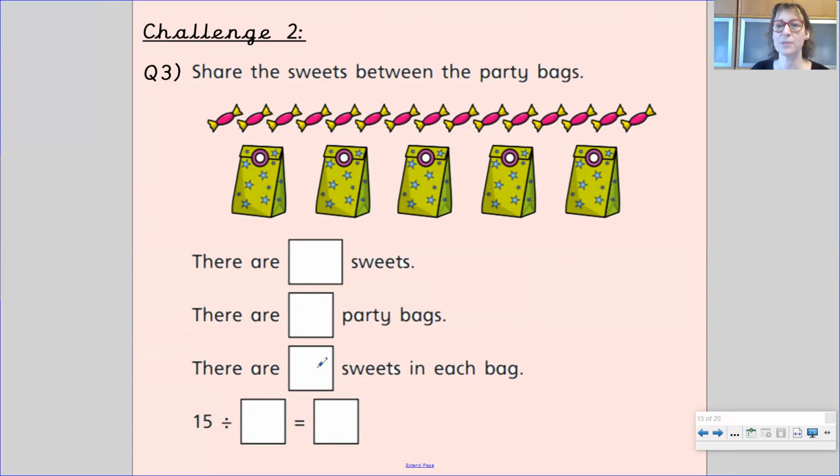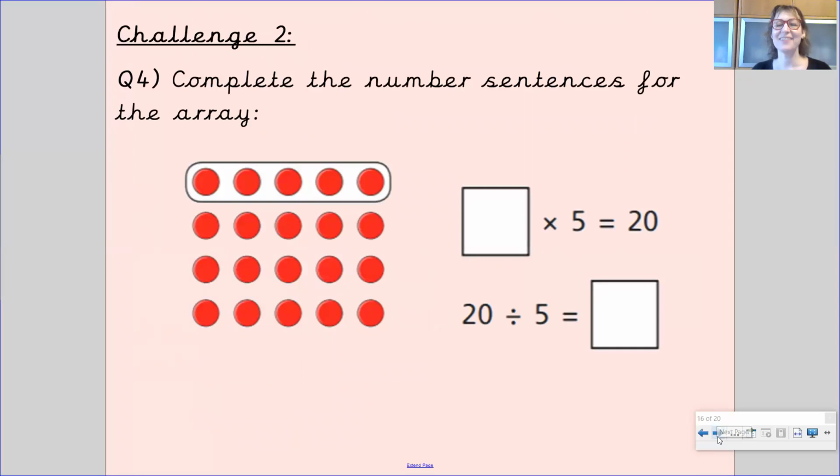So there are how many sweets in each bag, and then you're going to do your division, which is 15 divided by, and that's how many party bags you've got, and then how many in each party bag, which kind of tells you how many sweets you've got as well. And then you've got an array there. So you've got 5 in each row. How many rows have you got? And that'll be the same number there.